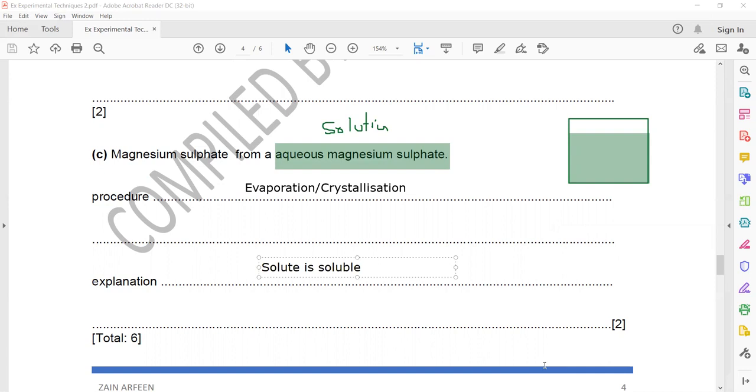So when the solute is soluble, we can use evaporation or crystallization. Is it clear? Part A, B, and C.